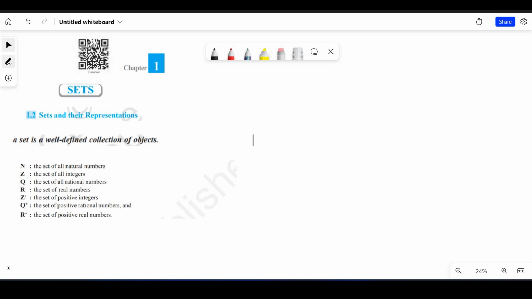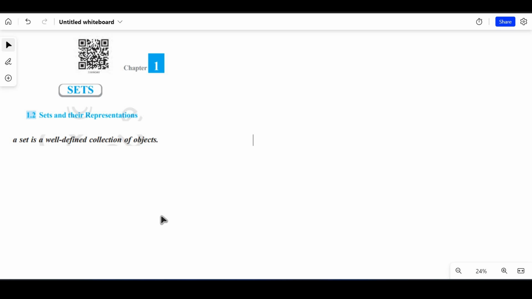N is the representation for natural numbers. Z is the representation for the set of all integers. Q is used for the set of all rational numbers. R is used to represent the set of all real numbers. Z plus is used to represent the set of all positive integers. Q plus is used to represent the set of all positive rational numbers, and R plus is used to represent the set of all positive real numbers.